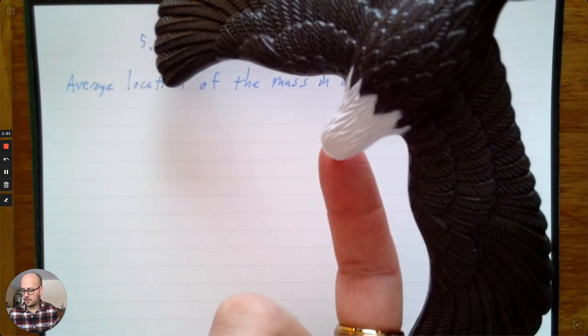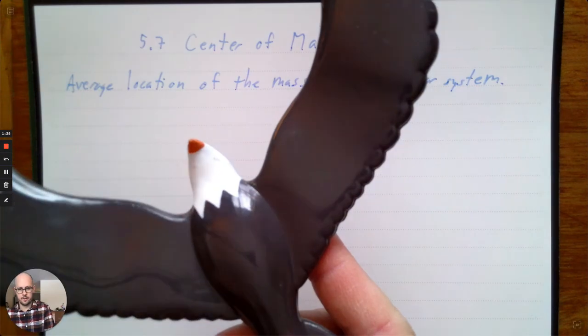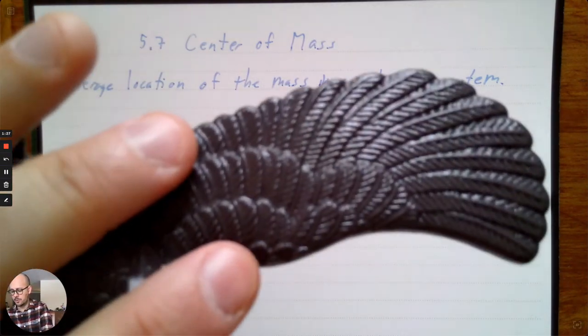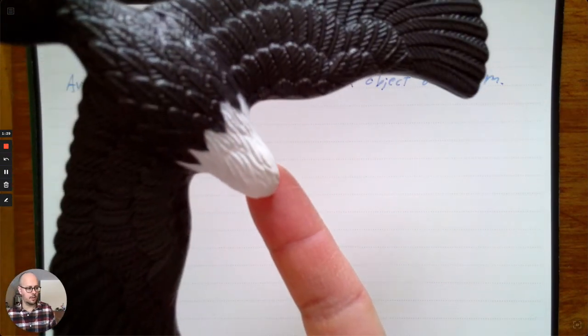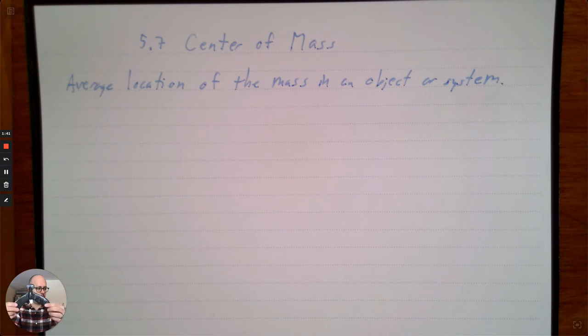And so the center of mass of this bird is right where the beak is, or the tip of the beak. So if I put the tip of the beak somewhere, the bird automatically balances on that point. And so, that's the average location of all the mass in this bird. So, the wings are put in a certain shape, so there's mass kind of all over the place, and the average location is the beak.